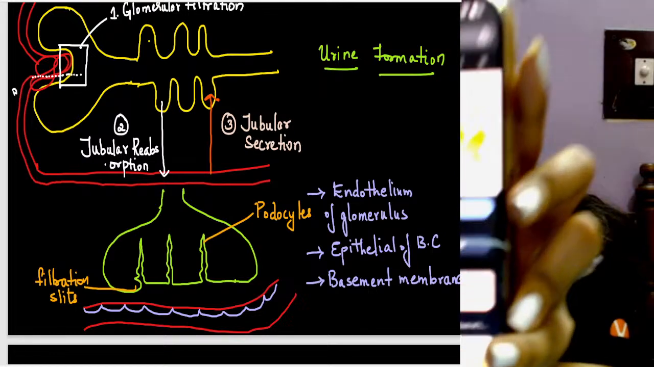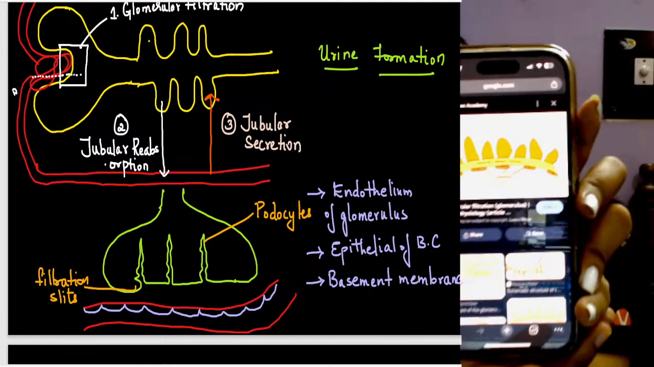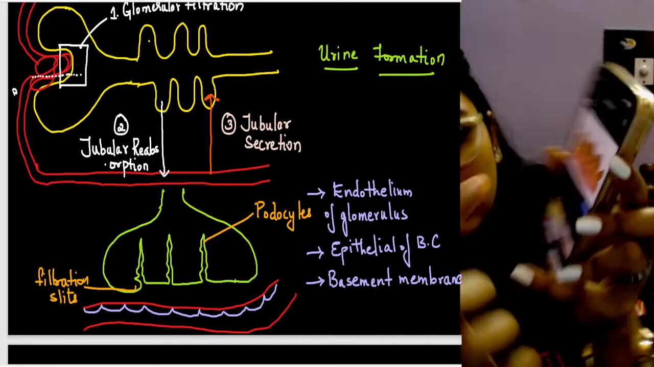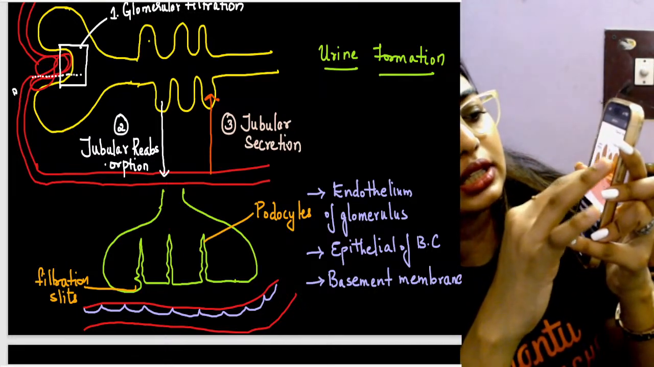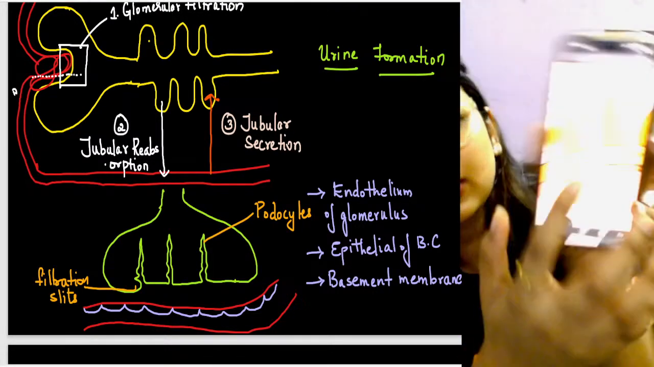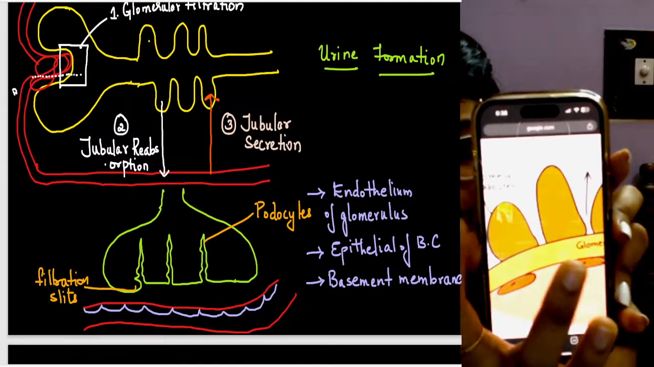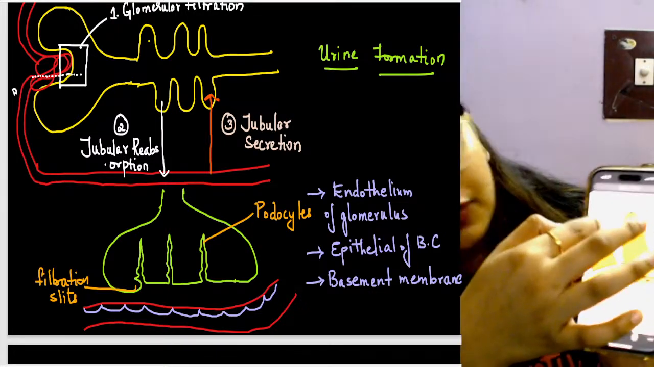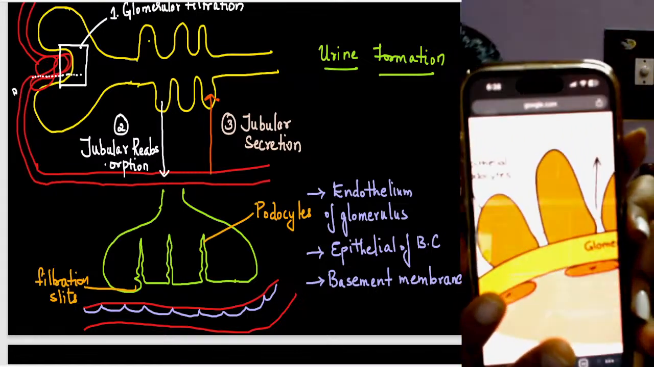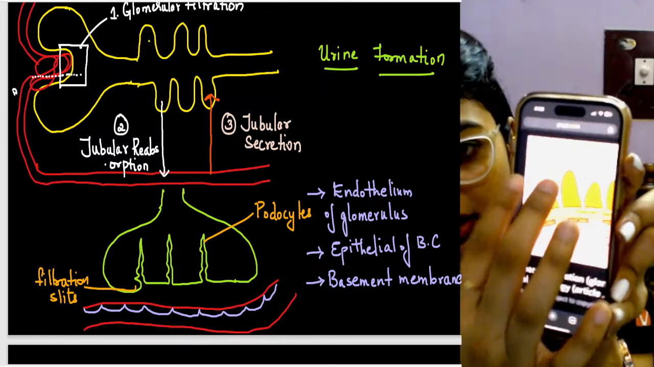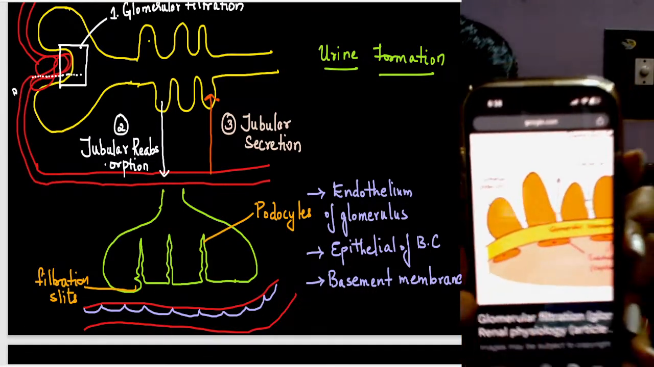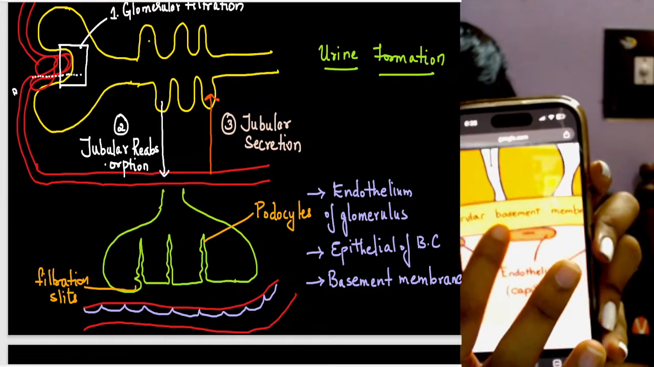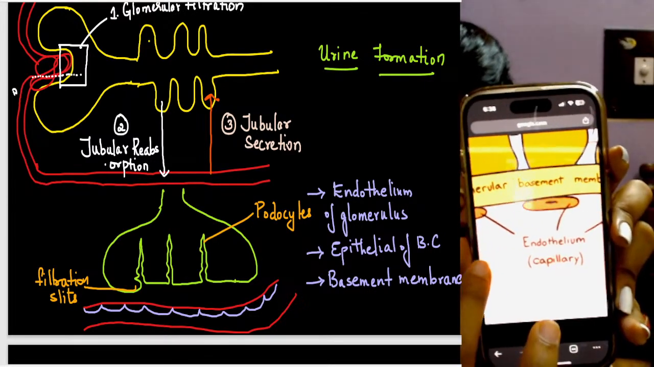This is my phone screen. You can see the darkish yellow ones, these are your podocytes. Between these, what you're seeing is your filtration membrane, these are your filtration slits. Then as you go down, you can see your glomerulus. And as you move to this side, you can see the endothelium.